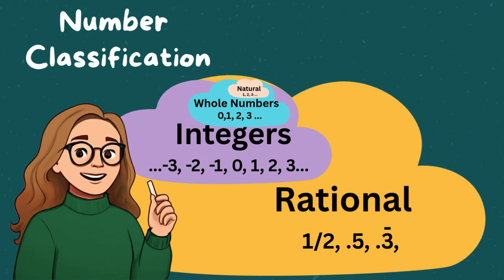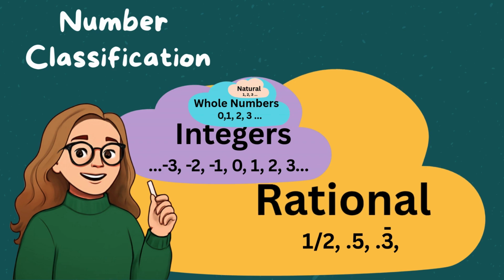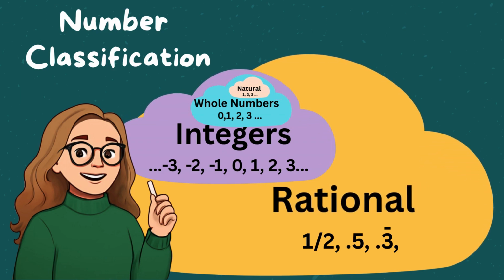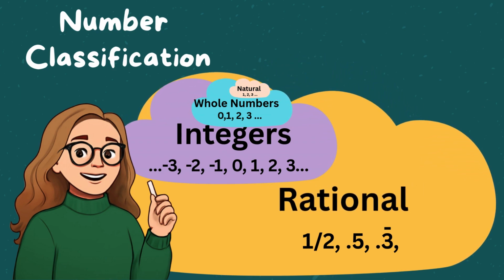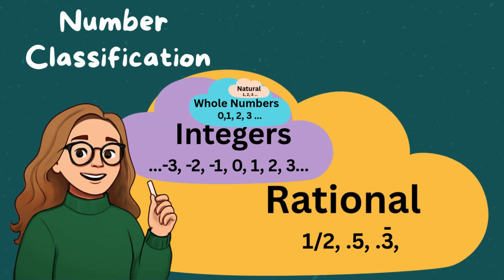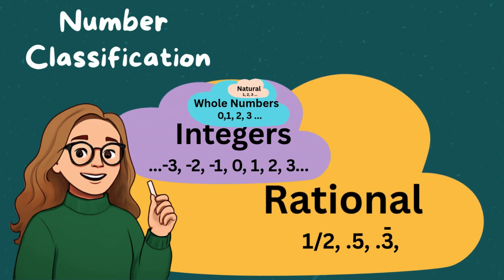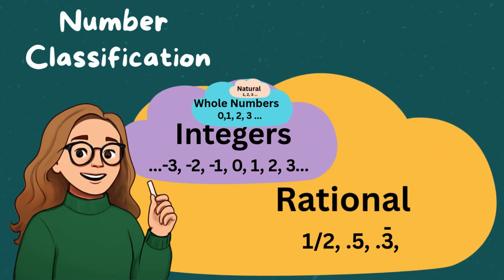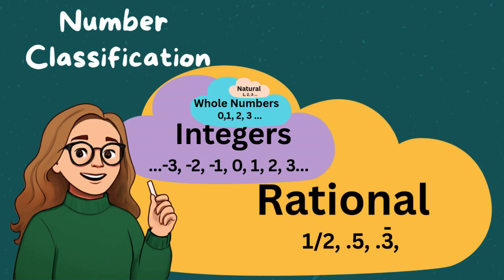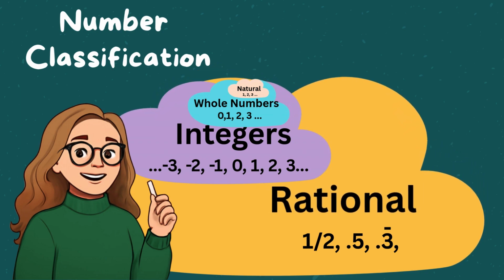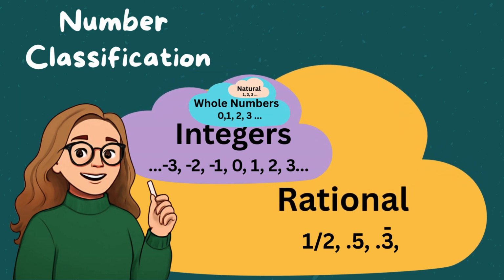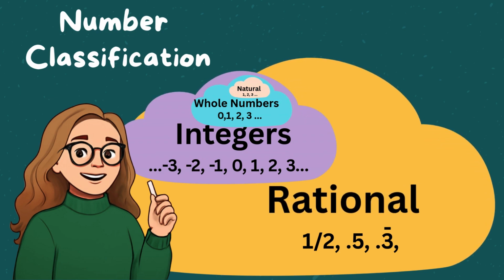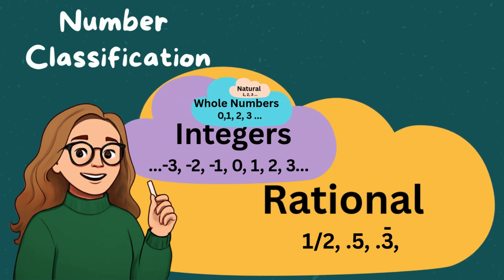So fractions such as 1/2, 1/3, 2/3, all of these are rational numbers. If they can be described as a fraction, it is a rational number. Your decimals, as long as they end or repeat, are also rational numbers. So 0.5, 0.25, 0.75, all of these are rational numbers.